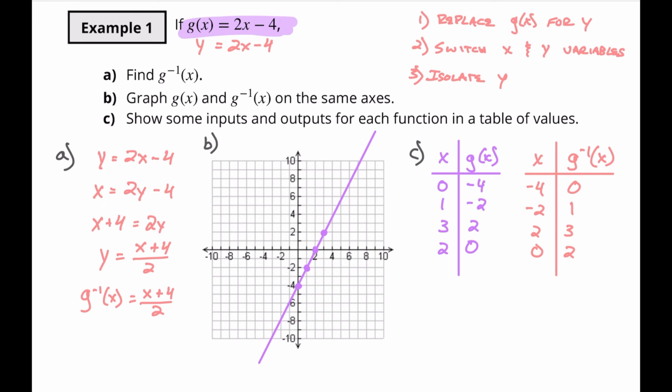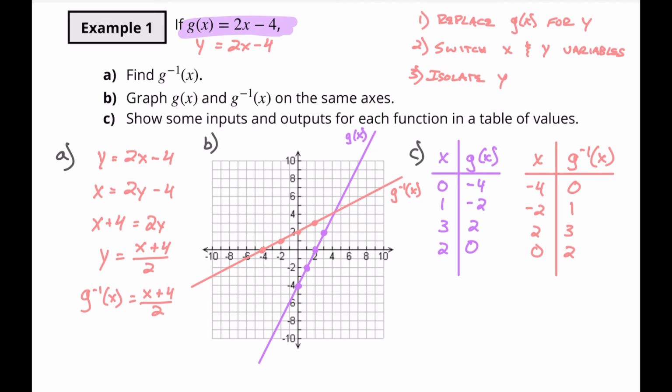And now let's put in these values over here. So now we're going to put in -4, 0. We're going to put in -2, 1. We're going to put in 2 and 3. And we're going to put in 0 and 2. And we can see here again that we've got this nice line there for the inverse of g of x. And here is g of x.